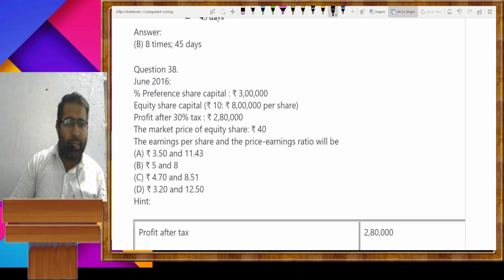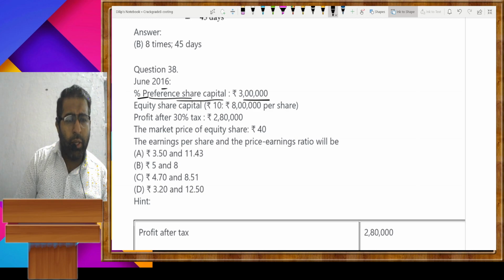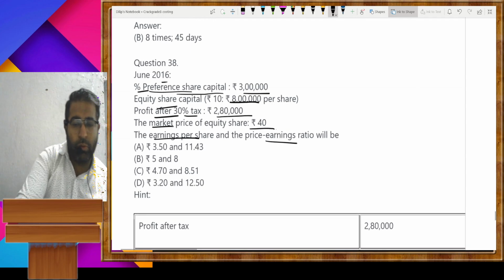Again, a similar question was asked in 2016. Preference share capital 3 lakh, equity share capital 8 lakh, profit after tax 2,80,000, market price of equity share 40. Calculate EPS and price earning ratio. Look here.